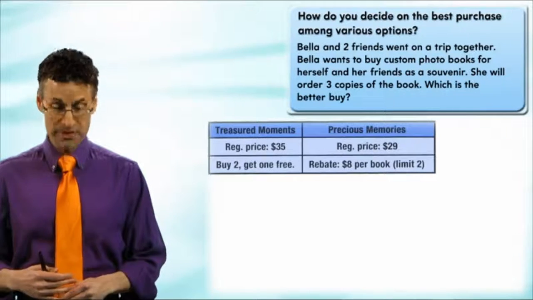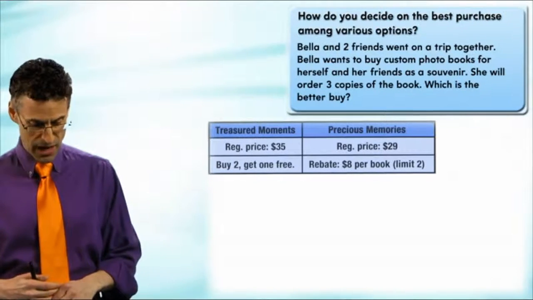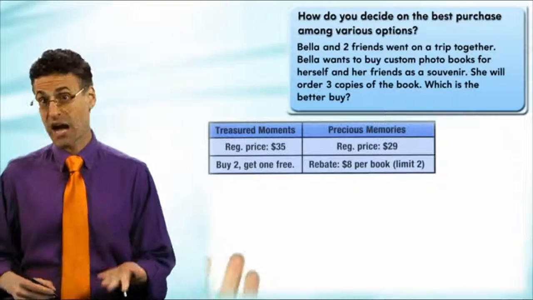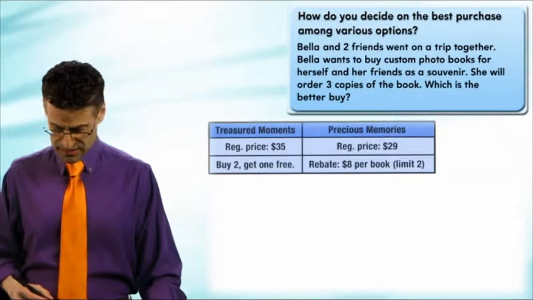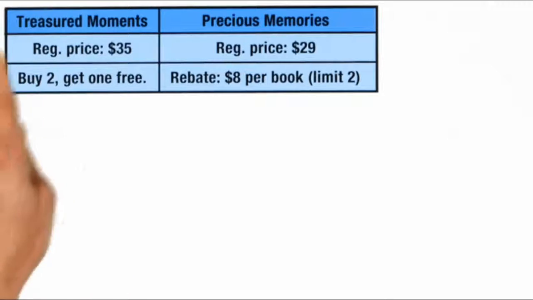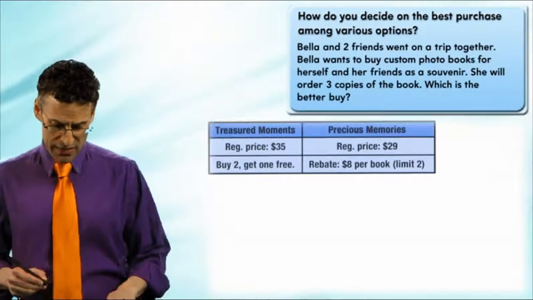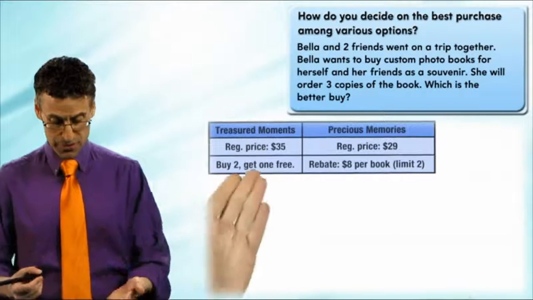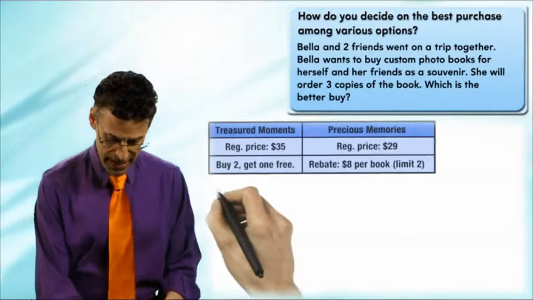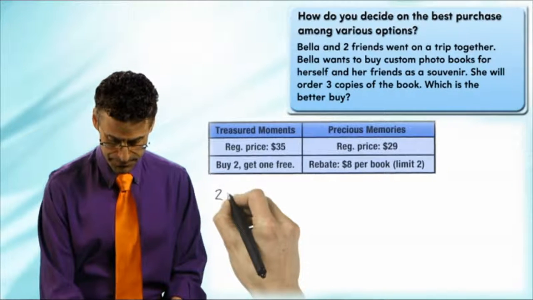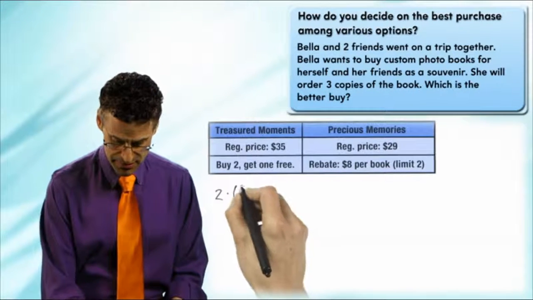So let's see what the math says, because numbers never lie. So we need 3 copies of the book, and let's see what each side gives us. So the first place, we see that with Treasured Moments, $35 per book, but if we buy 2 of them, we get the 3rd for free. So basically, we'll get 3 books for the price of 2. So all we have to do to figure out the price of 3 books with this special is just look at 2 times $35. Do you see why?